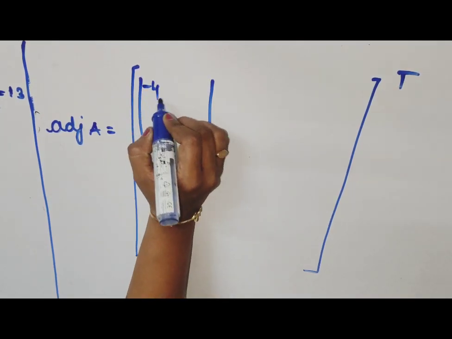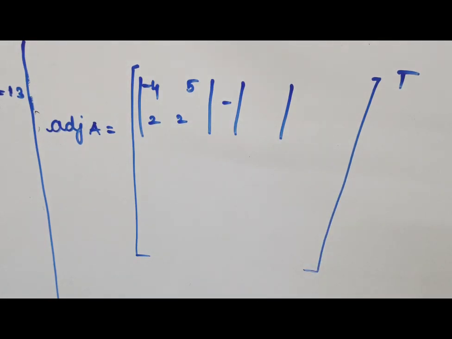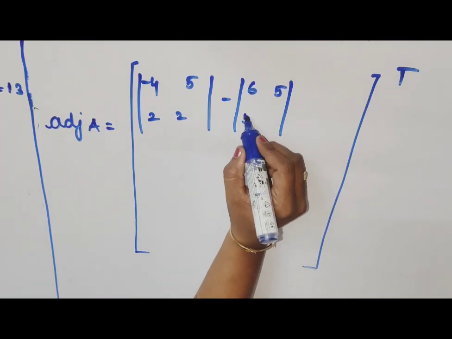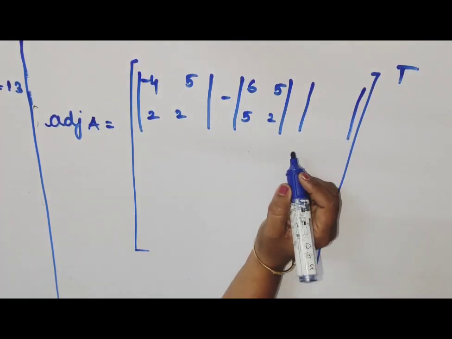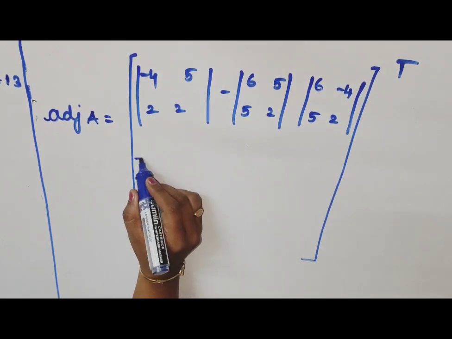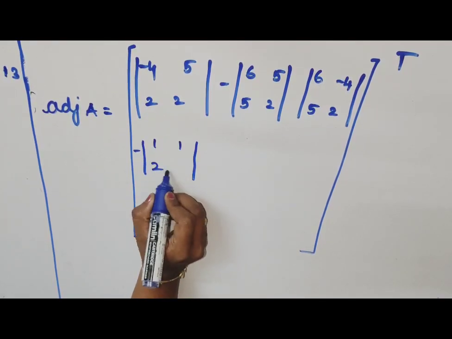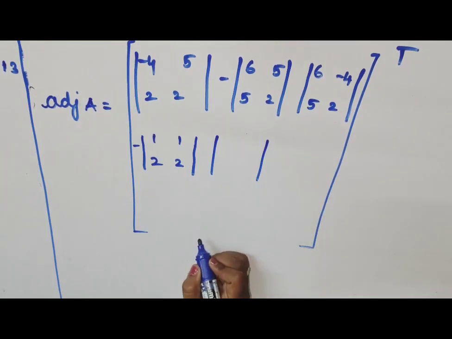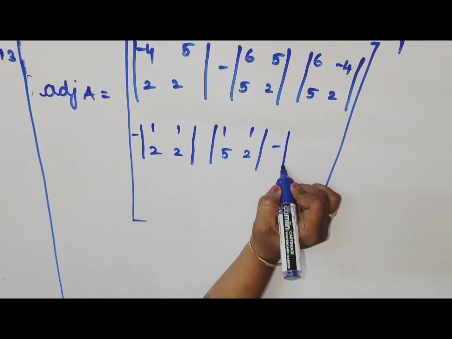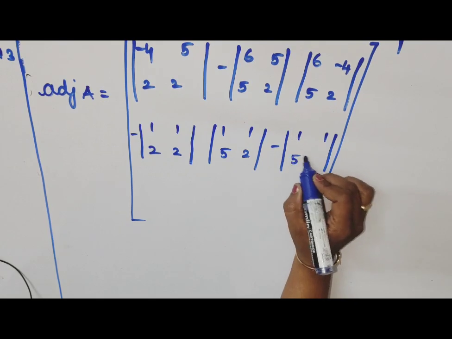It would be minus 4, 5, 2, 2. By default, we will have the minus sign for alternate terms, and the minor will be 6, 5, 5, 2. And the minor for the last term is 6 minus 4, 5, 2. By default, we will have one minus for this term and the minor would be 1, 1, 2, 2. And the minor for the next element is 1, 1, 5, 2. And we will have minus by default for the next element. Minor is 1, 1, 5, 2.